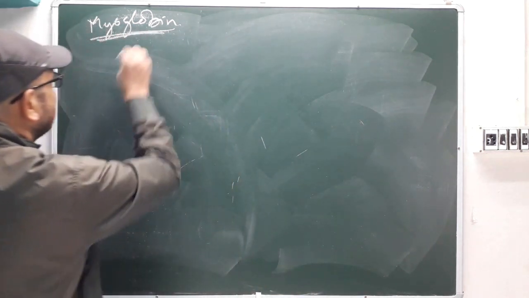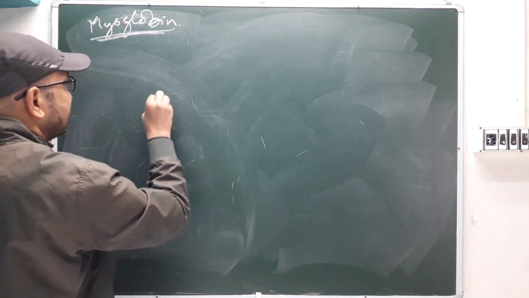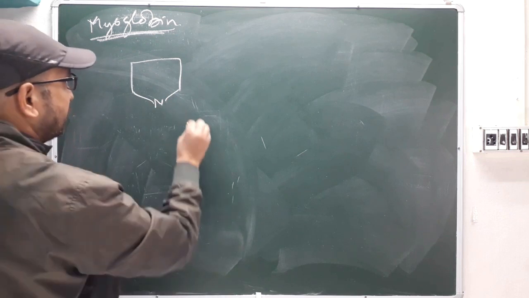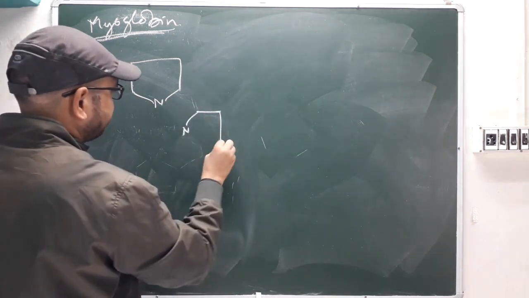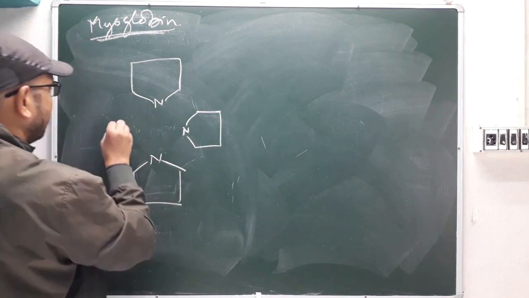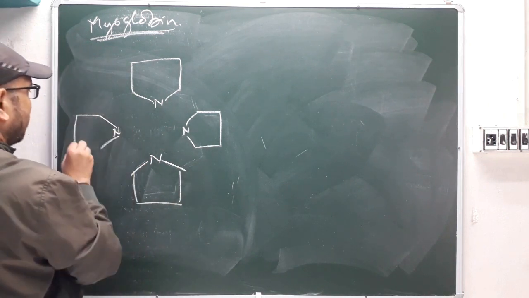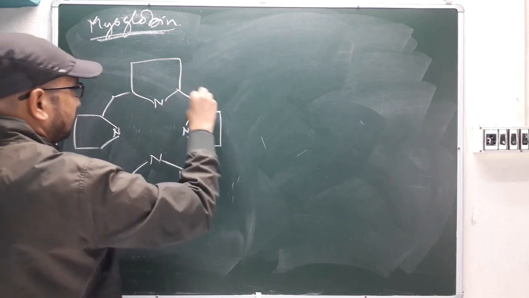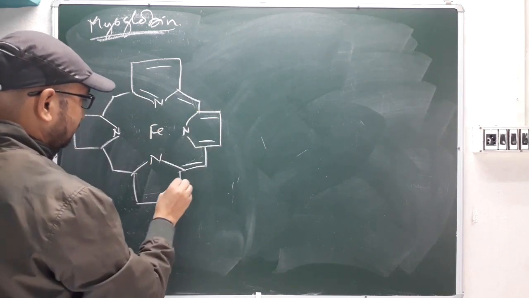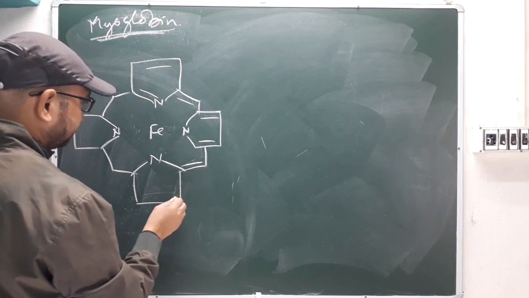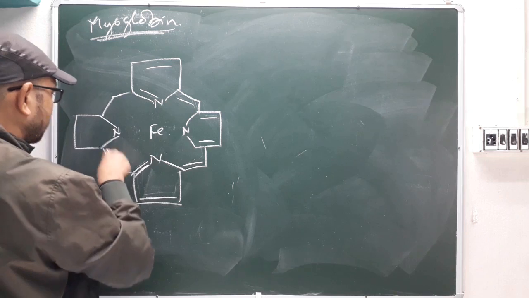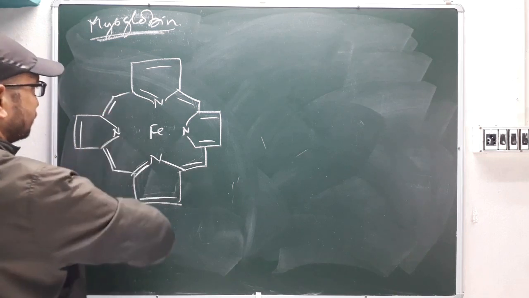So we'll see the myoglobin structure first. It will be again the same, porphyrin ring will be there. I'll draw it, no problem. The more times you draw, the more perfect it will be, right? Porphyrin ring we are making. Then this double bond is here, here one double bond, and then this one is here, this one will be here.